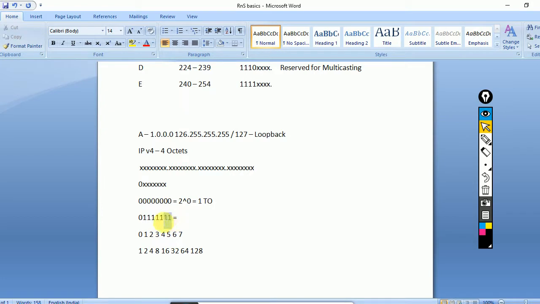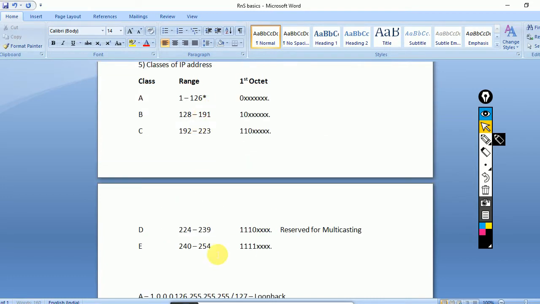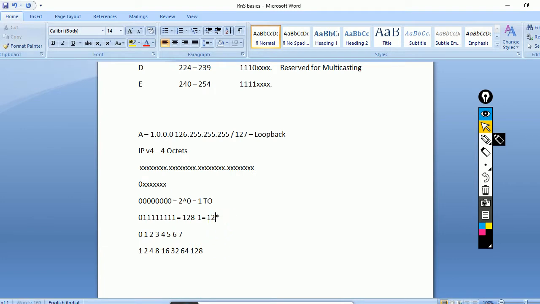If I put everything as 1, that's going to give me 128 minus this 1, which is equal to 127. So even though we are not going to use 127 here, that's the reason why we have a star here, and we are keeping it as 126.